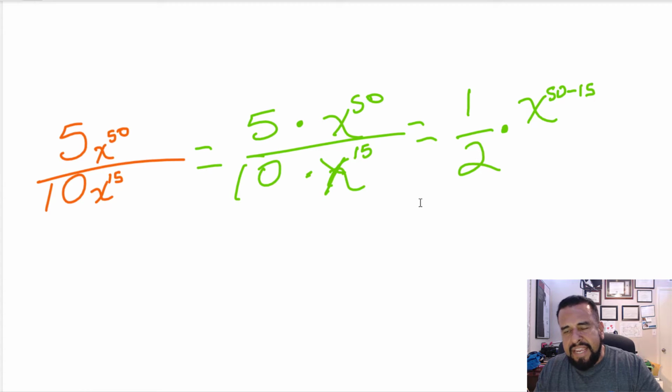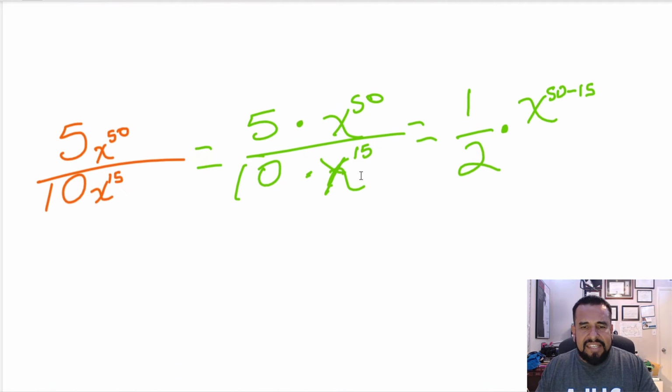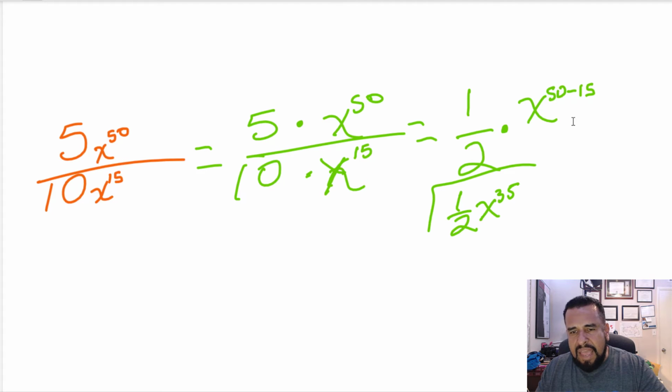minus 15, right? Because if you think about it, just like we did earlier, we have less number of x's down at the bottom, so they're going to cancel out, just leaving a big 1 behind here. So this over 1. It's the same thing here, so I brought it up just to subtract it here, which is the easy way to do it. So that would be 35. 50 minus 15 is 35. So what we have here is a final answer. Half times x to the power of 35. That would be your final answer.